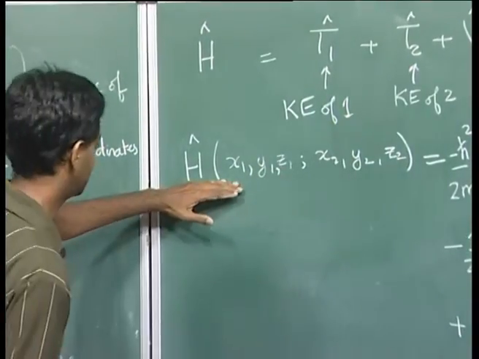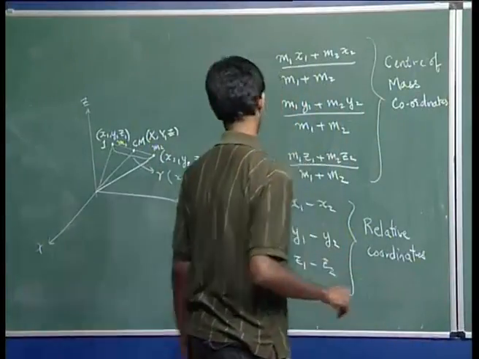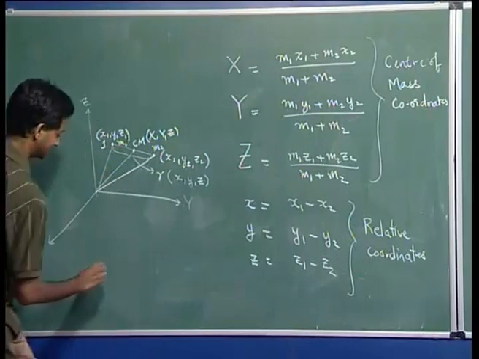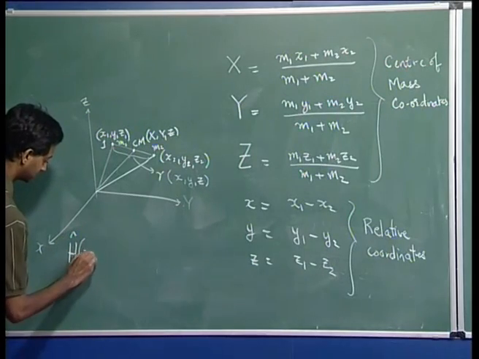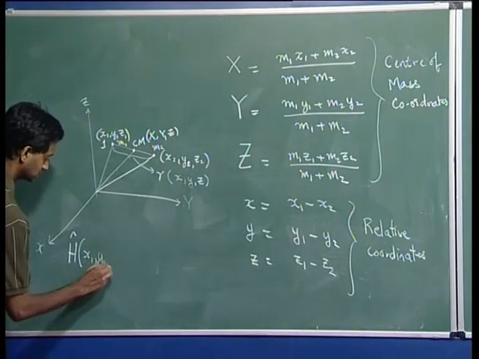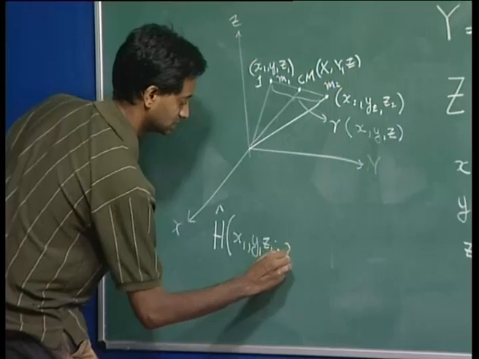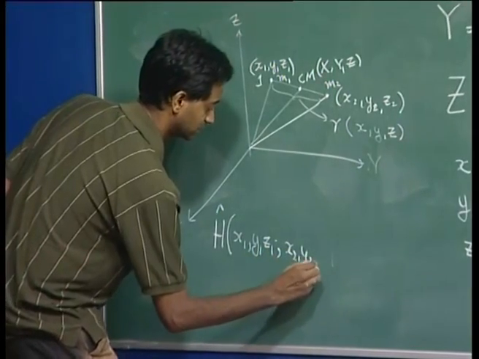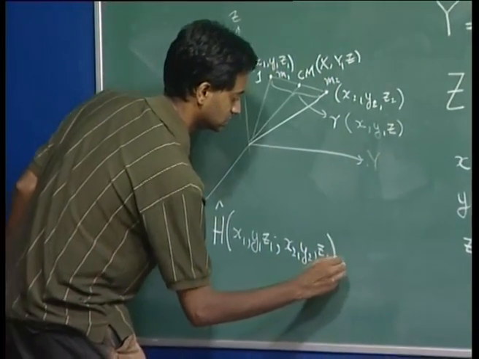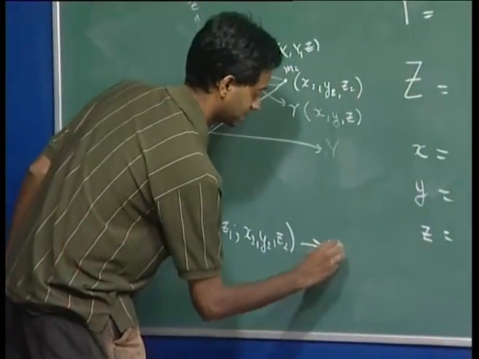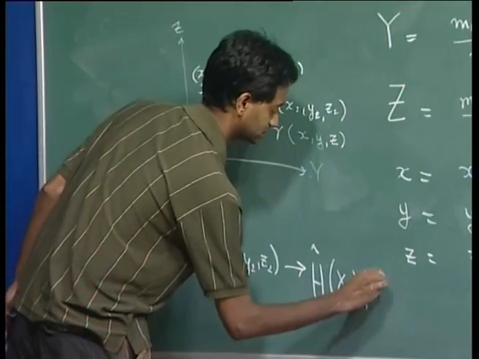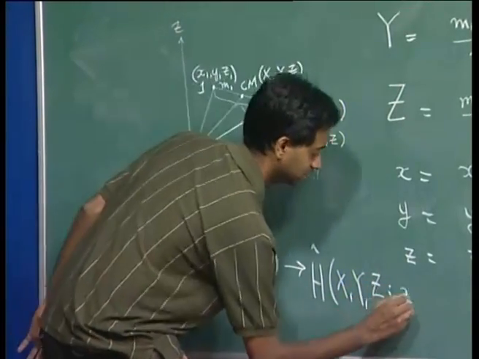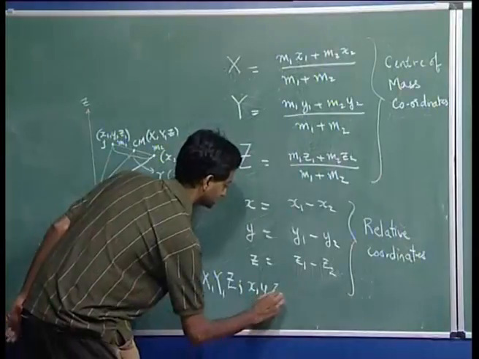So we want to go from here to a Hamiltonian which is a function of these 6 variables. I'll just write it down here. You want to go from H operating on x1, y1, z1, x2, y2, z2 to H operating on capital X, capital Y, capital Z, little x, little y, little z.